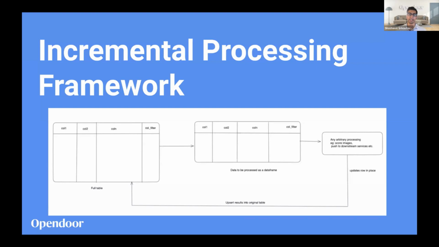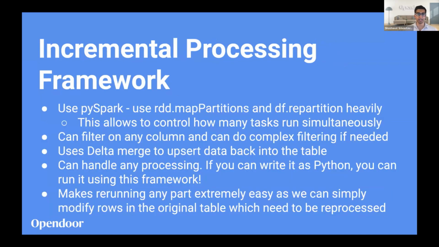We've been using this very heavily across the team, and it saved us a ton of time and computation and a lot of money also. So just to go over some of the things we did here, it uses PySpark pretty heavily. It uses this method called map partitions and repartition. And this allows us to control how many concurrent tasks are running. So if you have a downstream service which would get overloaded if you use more than 100 concurrent connections, you can just repartition your data frame to just be like 50 partitions and things like that. And Spark will intelligently only run 50 things in parallel.